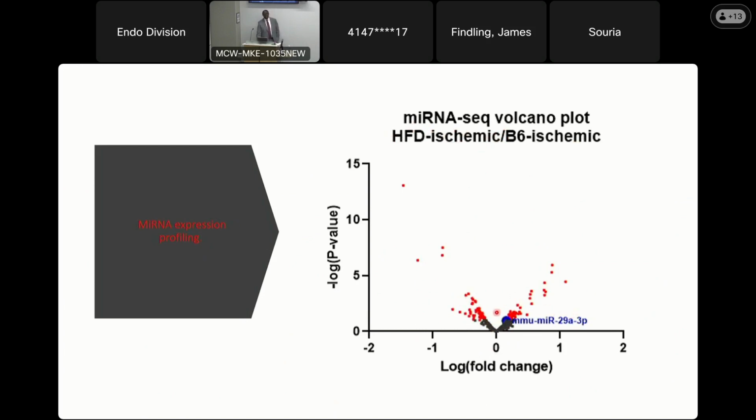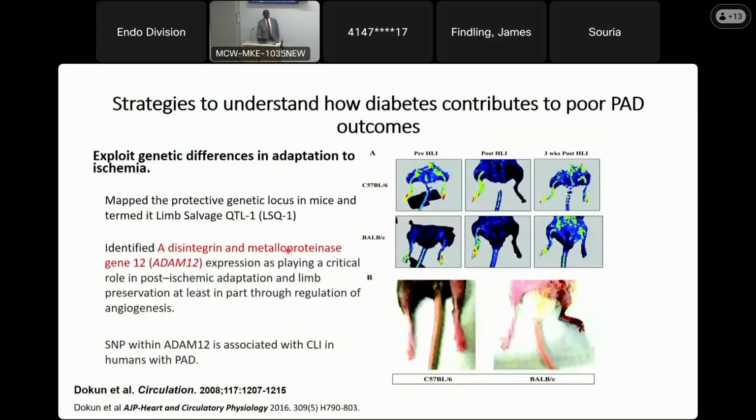And we've picked this particular microRNA because, those who do this kind of work know that you get a lot of microRNAs. How do you determine which one is of interest? Where do you go from there? You get a lot of data. We picked this particular one because it turns out miR29 actually targets ADAM12, which I showed you earlier we had worked on before, and it's shown that ADAM12 plays a role in this mouse's ability to adapt to ischemic injury.